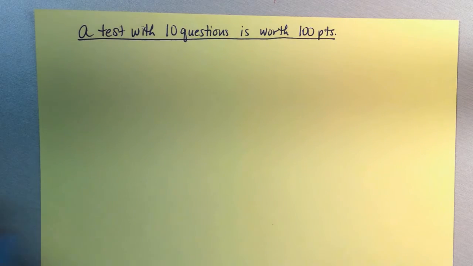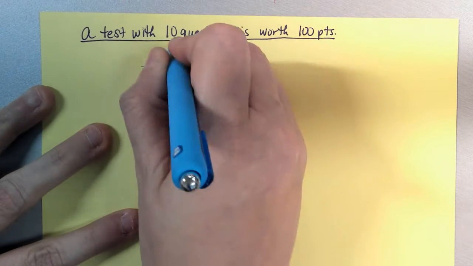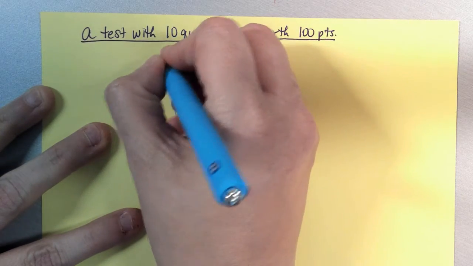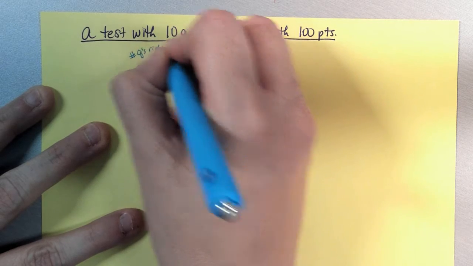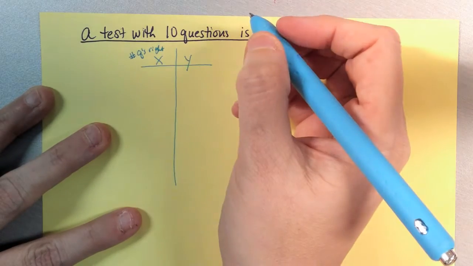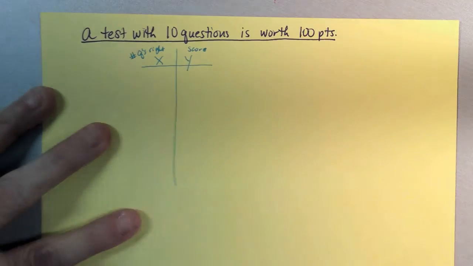To talk about domain and range, I want to start by thinking about a situation where we have a test with 10 questions and it's worth 100 points, okay? So let's say that X is my number of questions right. No, you don't have to write this down. We're just talking right now. And Y is my score on the test, okay?